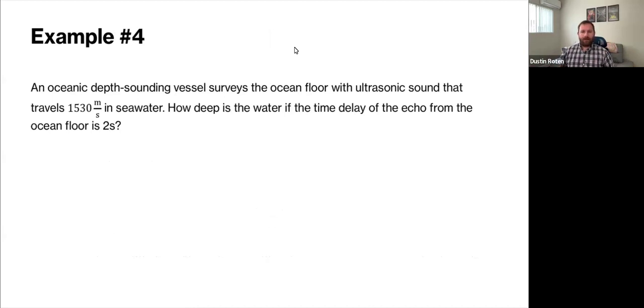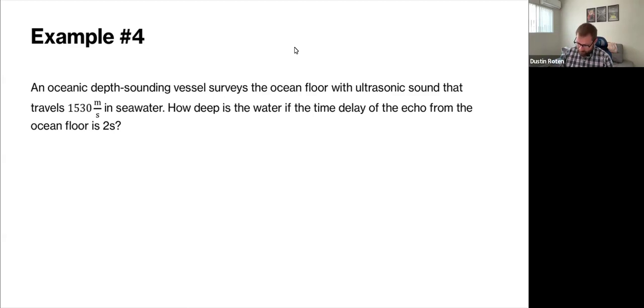Okay, let's think about another question here. So we have an oceanic depth sounding vessel, so a boat that's measuring the depth of the ocean. And it's surveying the ocean floor with ultrasonic sound that travels 1,530 meters per second in seawater. Okay, so that's really fast. How deep is the water if the time delay of an echo from the ocean floor is 2 seconds?